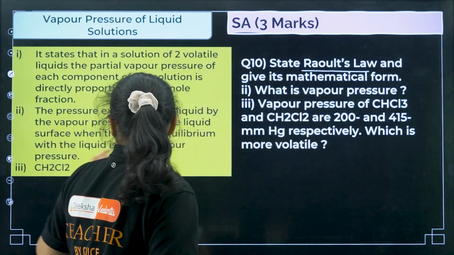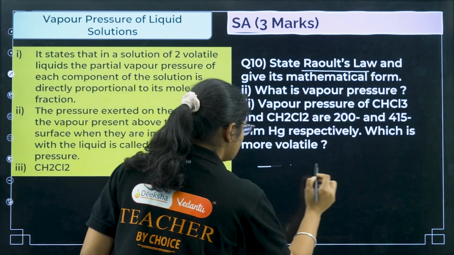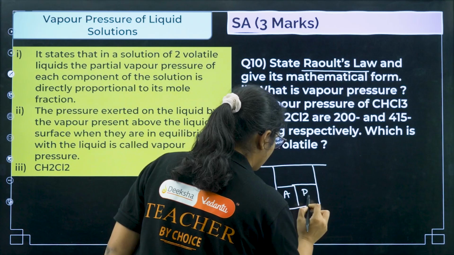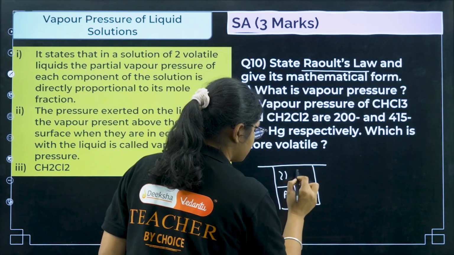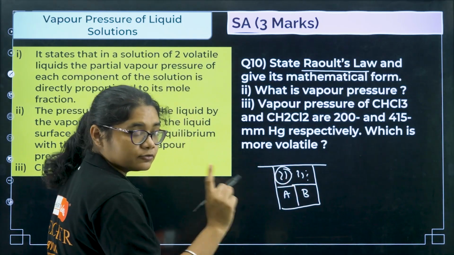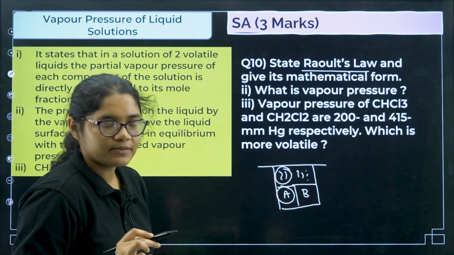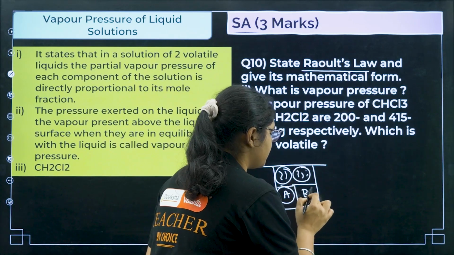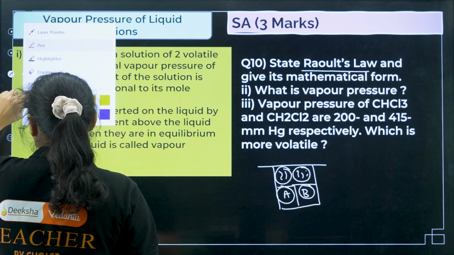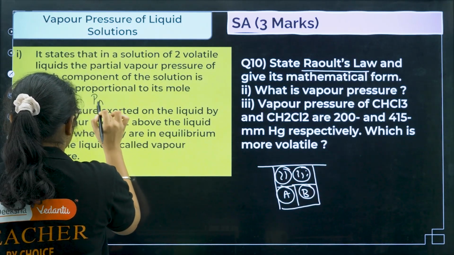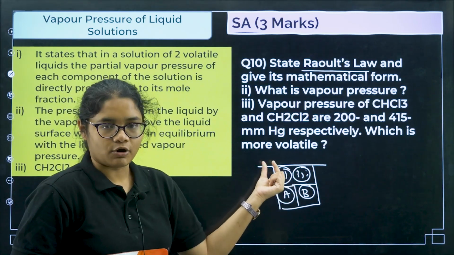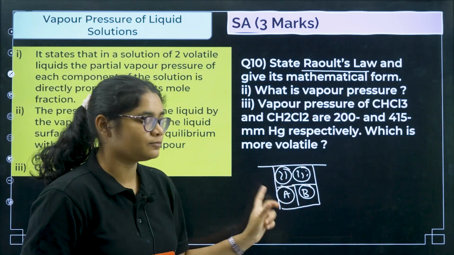The partial vapor pressure of each component of the solution is directly proportional to its mole fraction. So for example, suppose here you have a container. You have A and B and both are volatile, means both can produce vapor. Now how much vapor of A will be produced will be proportional to the mole fraction of A. Similarly, how much vapor pressure of B will be produced will be proportional to the mole fraction of B. Mathematically, PA is proportional to XA. The partial pressure of the component A is proportional to its mole fraction.